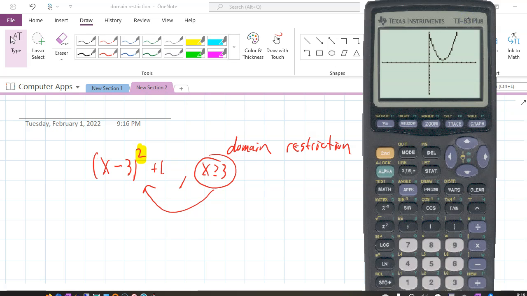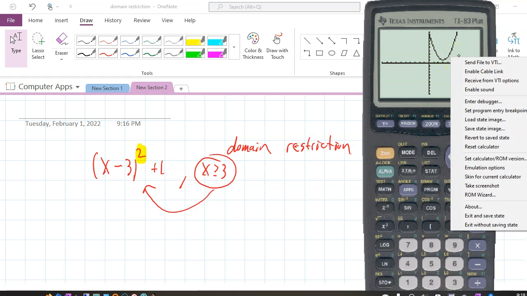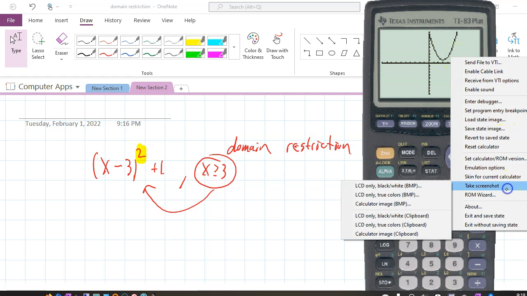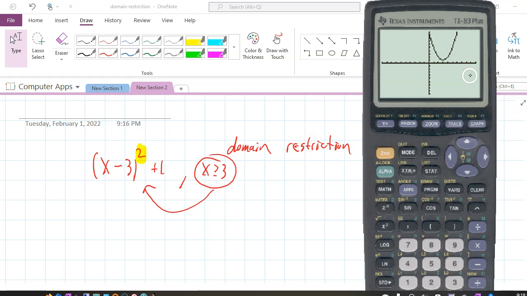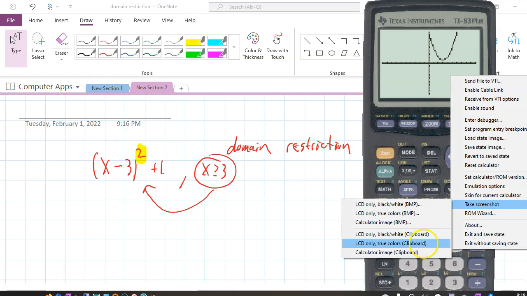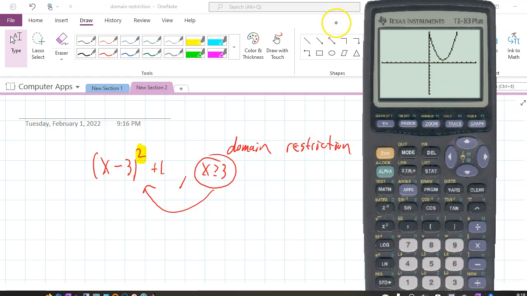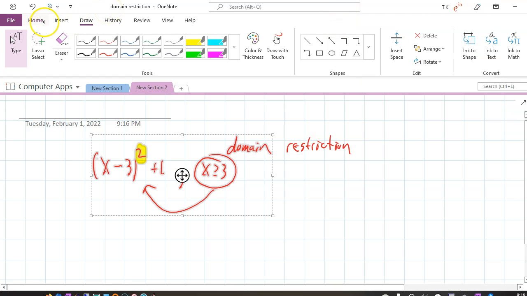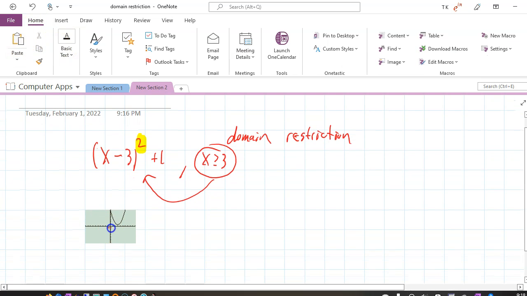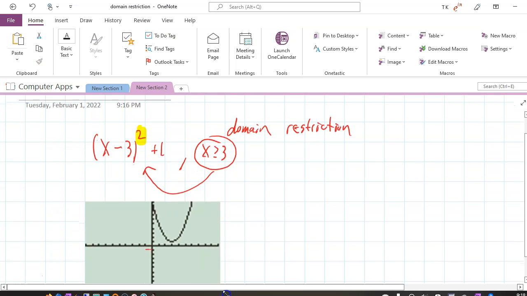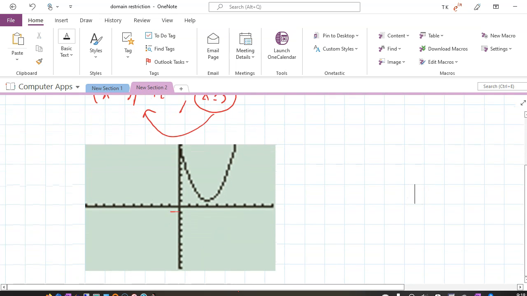Now this is clearly not one-to-one, but because of this domain restriction, we are not taking this whole graph. We are only taking x's. Let me get a snapshot of this here. Take a screenshot of the LCD with colors to the clipboard. There we go. And then let me paste here. Home, paste. There's the graph. Let me lasso this and blow it up. Okay, so here's the graph.